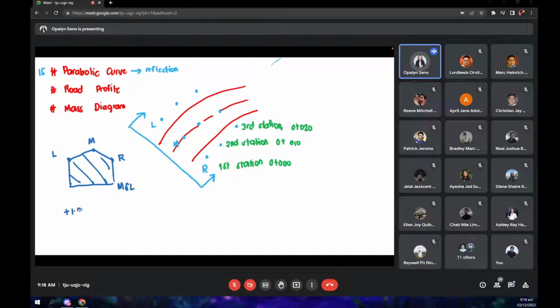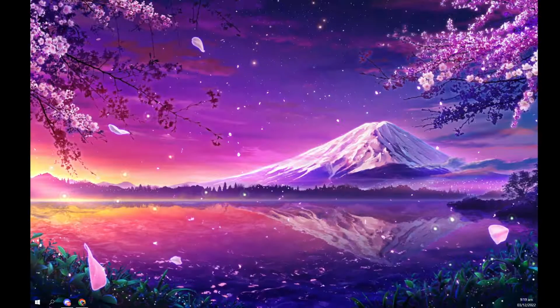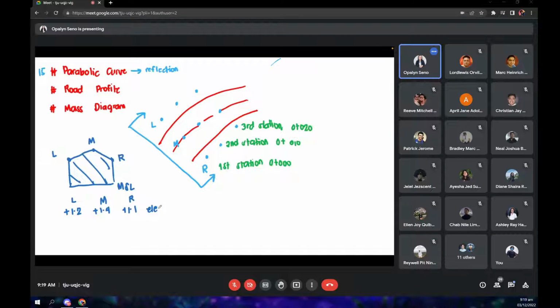So 1.2 on the left, in the middle, let's say 1.4, plus 1.4, and then on the right, we have plus 1.1. Okay, so those are your following elevations. Elevations, and the distance from the center. So from center, okay, distance from center.